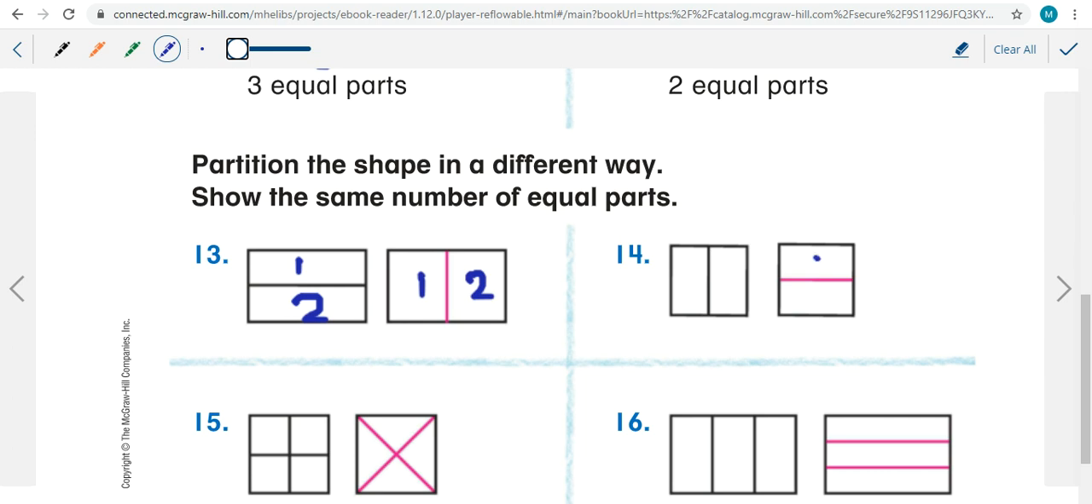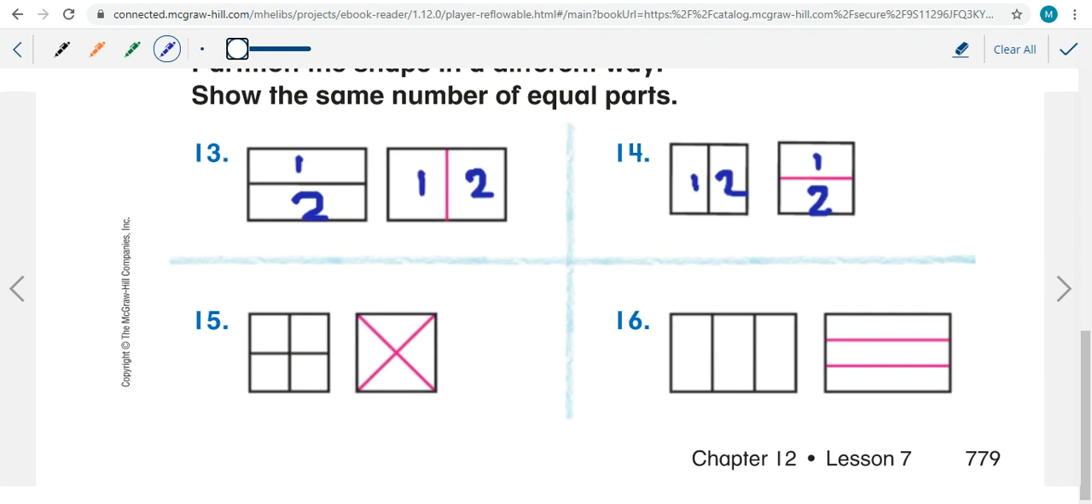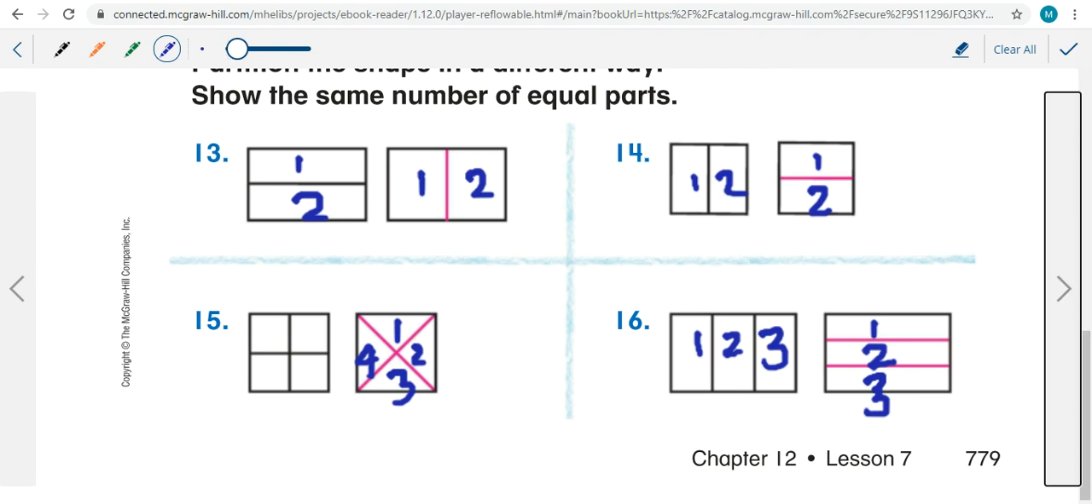Or number 14, you can separate like this, but into the same parts, equal parts. How can you separate this shape? You can draw an X in the middle, and there will also be 4 parts, but remember they have to be the same. Number 16, 3 equal parts. And here's another way to separate them. Okay, next page.